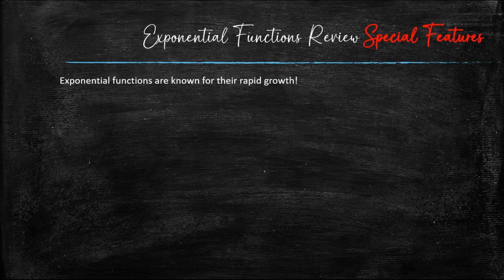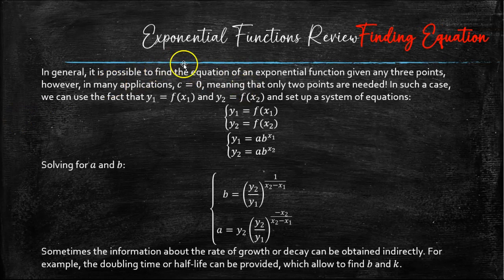Let's talk about finding the equation. In general, the rule of thumb is you have to have as many points as the number of parameters. So in general, there are three parameters, A, B, and C. Frequently in applications, though, C is set equal to 0. And that means we frequently in applications will be given only two values, which is enough. We don't end up with a system of linear equations here. Are they linear again? No, they're not linear.